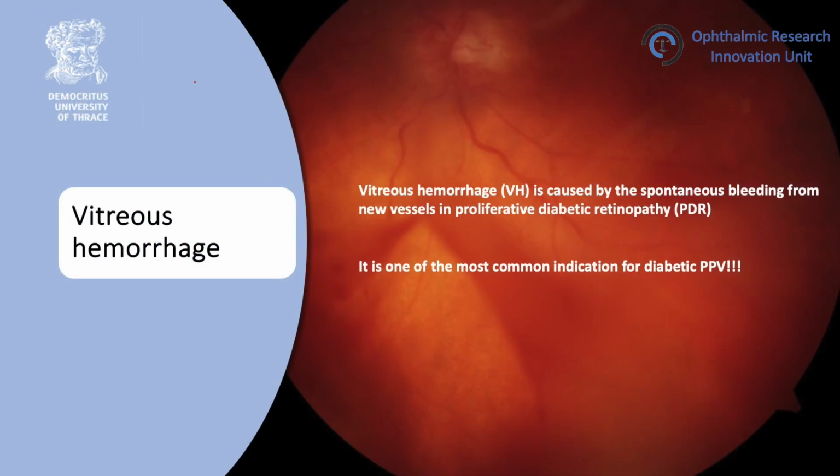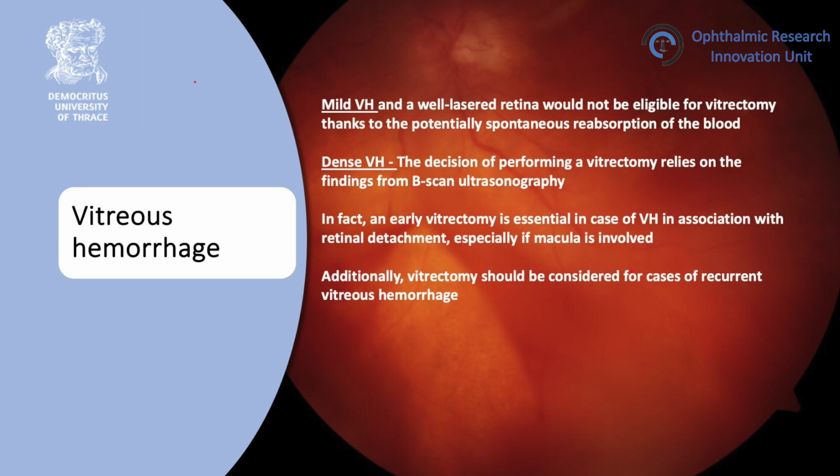Vitreous hemorrhage is caused by spontaneous bleeding from new vessels in proliferative diabetic retinopathy. It is one of the most common indications for diabetic vitrectomy. In cases where vitreous hemorrhage is mild and the retina has been adequately treated with laser therapy, vitrectomy may not be necessary, as the blood can often reabsorb spontaneously.